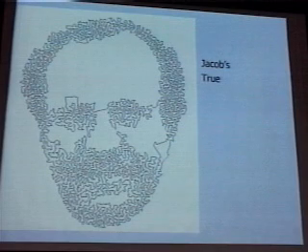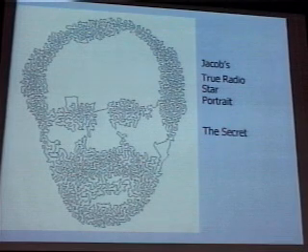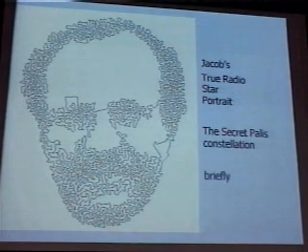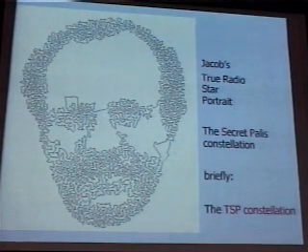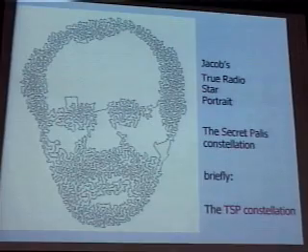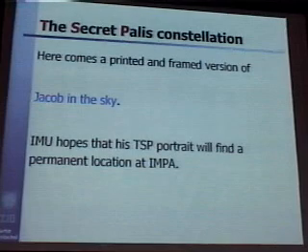And what you can see here now is the final picture that is coming up live on the right-hand side. We could call it Jacob in the sky. Or there are other ways to say that. Now, if you take the stars out of it, that could be Jacob's true radio star portrait. Or the secret Pallis constellation, or briefly, the TSP constellation. So he was traveling so much that I thought I'd give him a traveling salesman solution. And here comes a printed version of it.